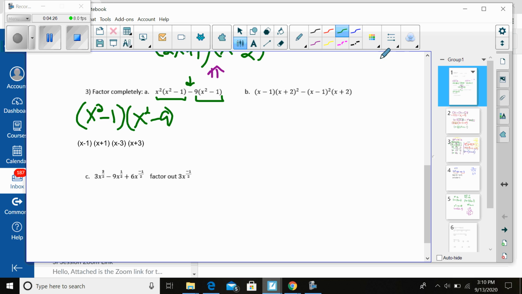So again, look for what is common to both terms. A term is anything between a plus sign or a minus sign. So this expression has 2 terms in it. This is the first term here. This is the second term here. All right, so pause the video and give this a try.